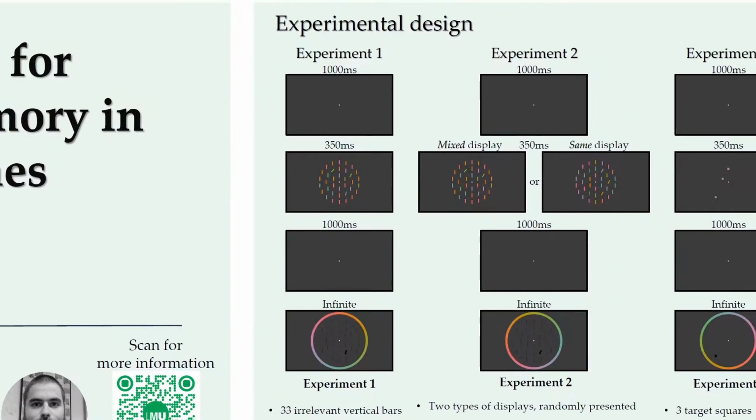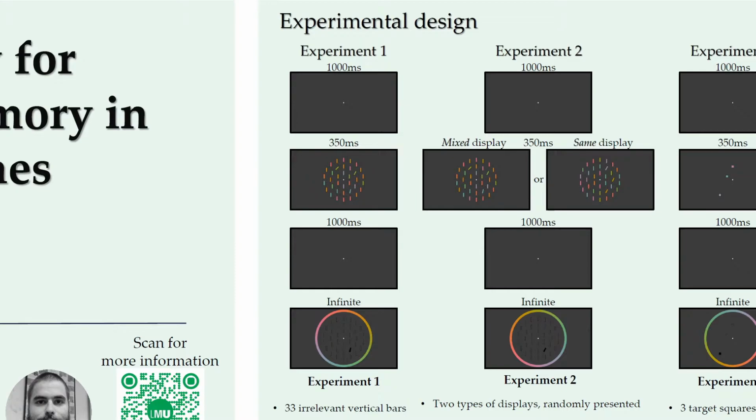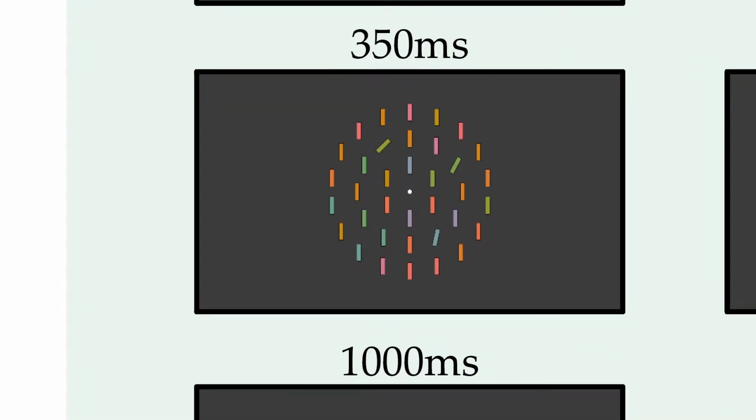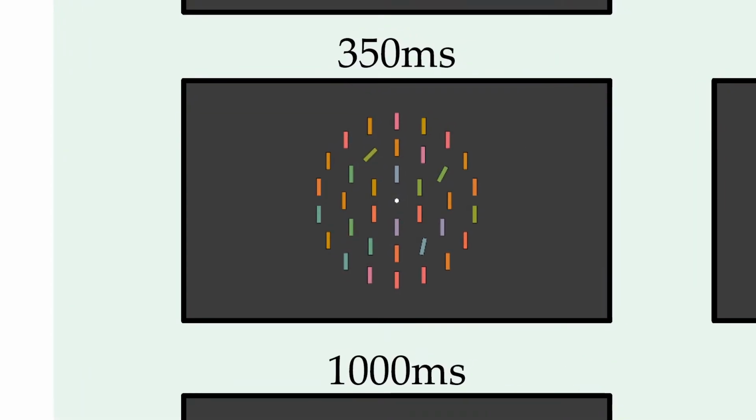Most experiments are very similar to the first one, so I will start with this one. We have an array of 33 vertical bars, organized into 3 rings. On the middle ring, 3 bars are tilted. These are the targets. One bar is tilted 12 degrees, the second is tilted 28 degrees, and the last one is tilted 45 degrees. It's important to note that all targets shared the same relevance, so it was not beneficial to encode one more than the others.